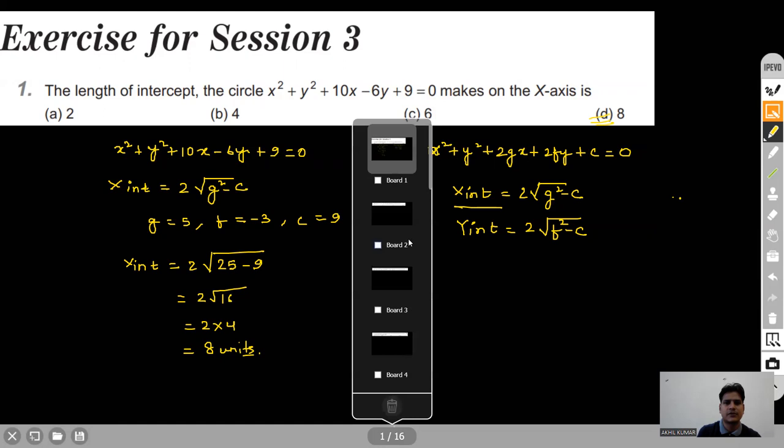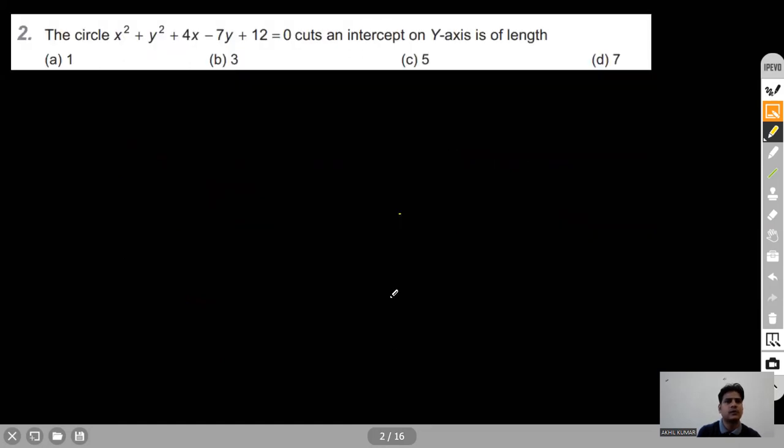Now let's move to the next question, question number 2. The circle x square plus y square plus 4x minus 7y plus 12 equal to 0 cuts an intercept on y axis of length. So, as you all are aware, the y intercept made by a circle is given by 2 under root f square minus c. So, let me write the equation of the circle. Here x square plus y square plus 4x minus 7y plus 12 is equal to 0.